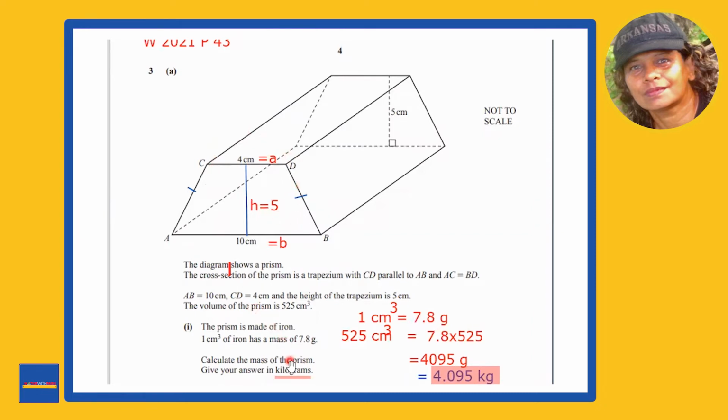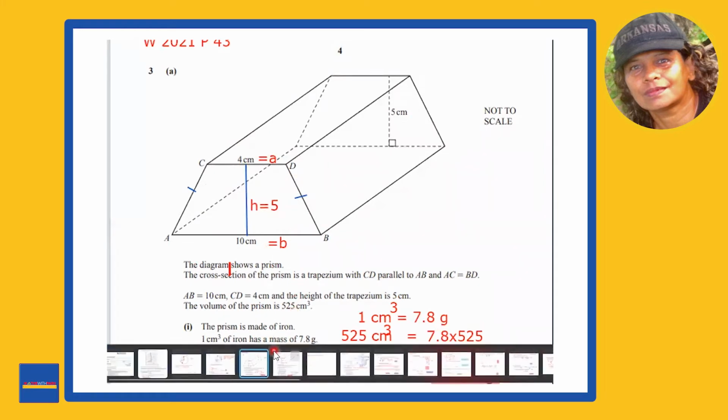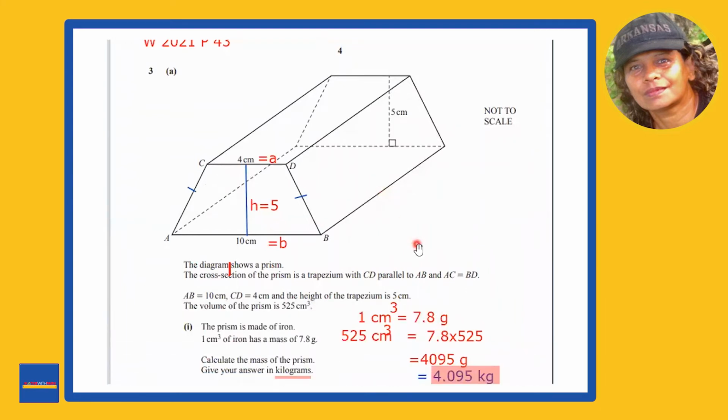Now the question they're asking is to calculate the mass of the prism. Now first we're going to find the volume of the prism. The volume of the prism is the cross-section area times length, but they've given us the volume of the prism, so we don't have to worry about it. But they're asking us for the mass. Now, the volume is 525 centimeters cubed.